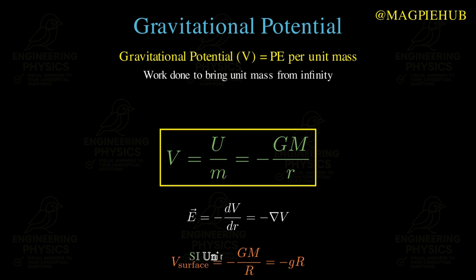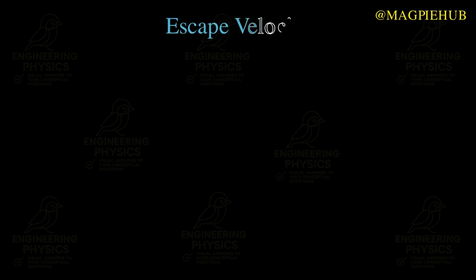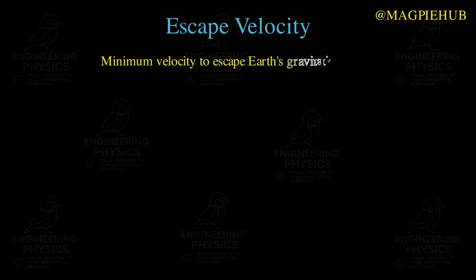Now comes a very important concept, escape velocity. It is the minimum velocity needed for an object to escape Earth's gravitational field and reach infinity. Let's derive it using energy conservation. At the surface, total energy equals kinetic plus potential energy. At infinity, both K and U become 0.